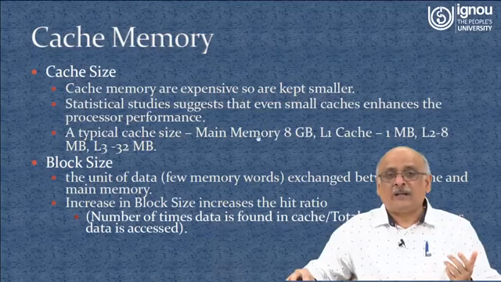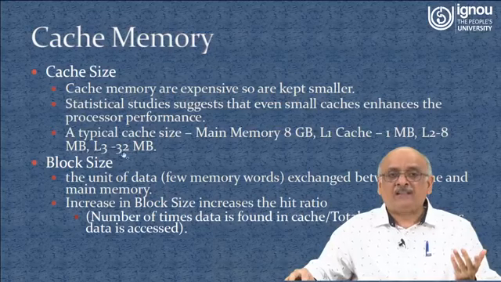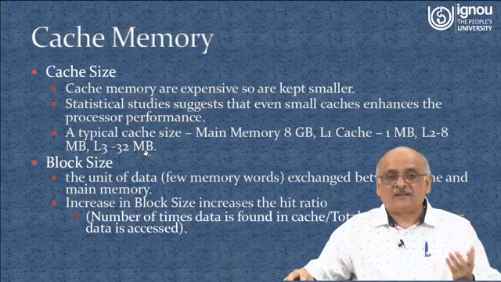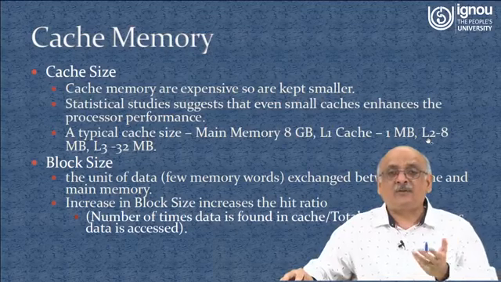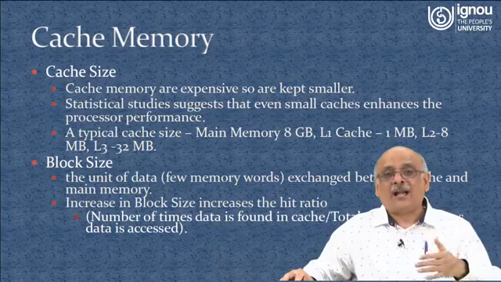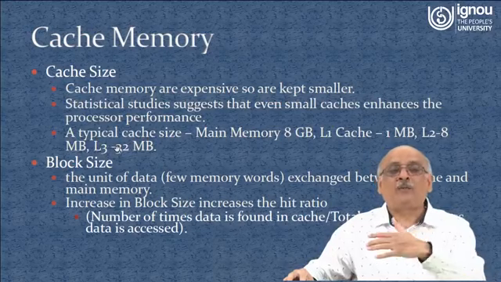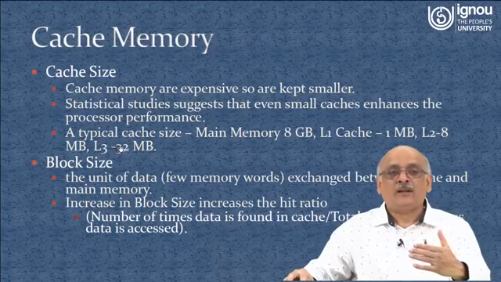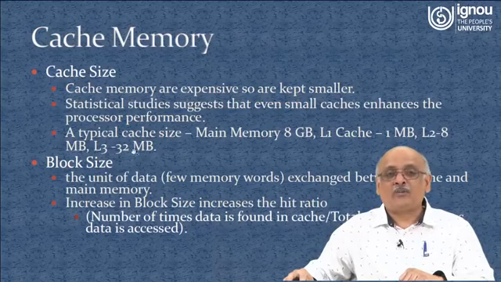A typical cache size. Now this is important. Suppose main memory is 8 GB. L1 cache can be 1 MB. L2 cache is around 8 MB. L3 cache is around 32 MB. So these are the three. L1 and L2 caches these days are built into the processors. Now processors have ultra large scale integration, so a few caches have been built into them, and L3 is normally onboard cache, on the motherboard of your computer. So that is onboard cache.